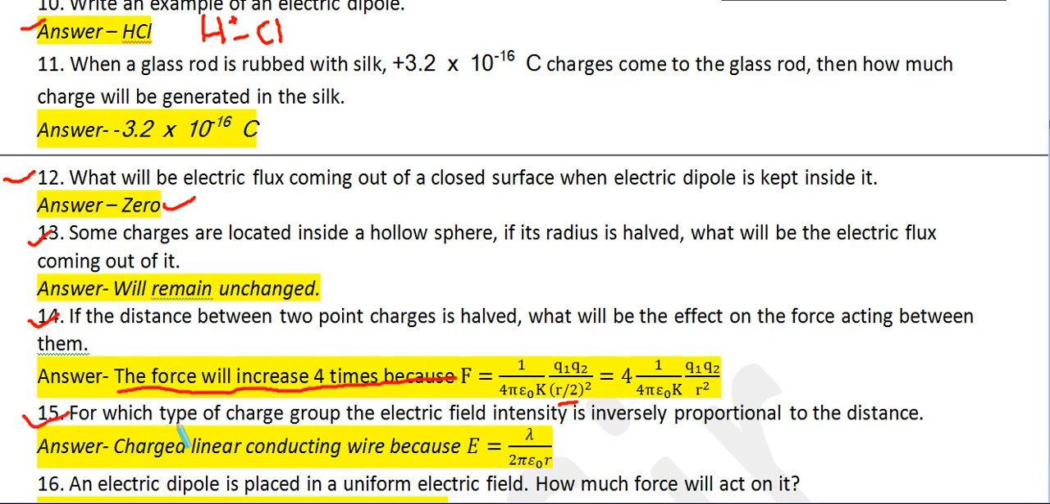Question number 15. For which type of charge distribution is the electric field intensity inversely proportional to the distance? A charged linear conducting wire, because E equals lambda upon 2 pi epsilon naught R.